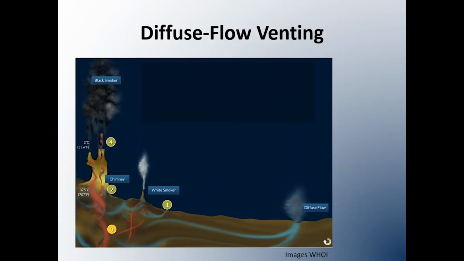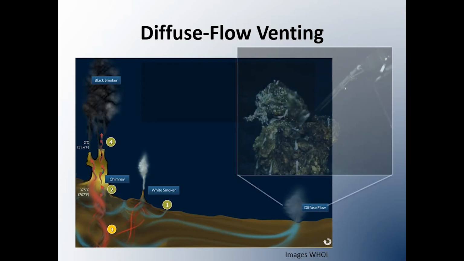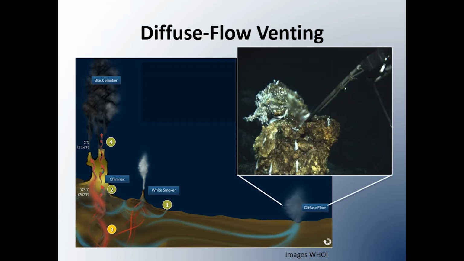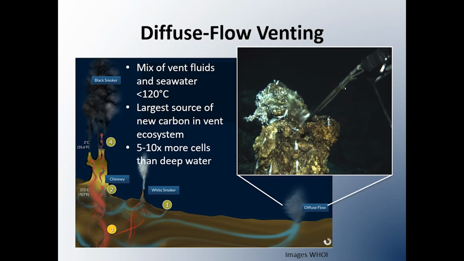In our lab, we specifically focus on sampling diffusely flowing vents. They are a mix of vent fluids and seawater at less than 120 degrees Celsius, so much lower in temperature than the black smoker you can see in the picture there.